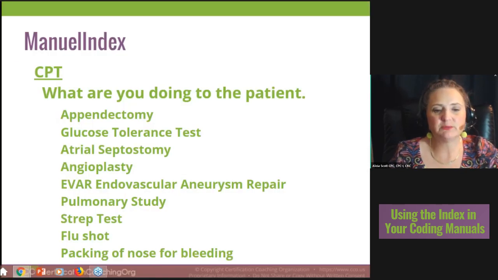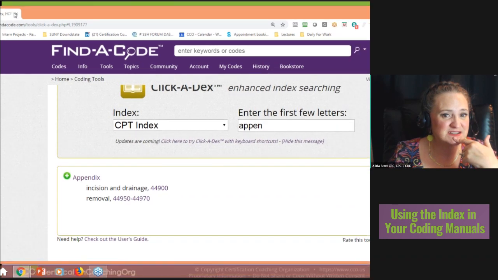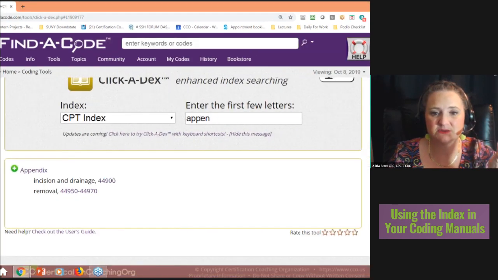Now, how are we going to look up a glucose tolerance test? And I tried to match some of these with the diagnoses. What is the key term? What are we doing to the patient? Are we doing a glucose? Are we doing a tolerance? Are we doing a test? We're doing a test, but it's not really a glue. How do we look up glucose tolerance test? Can we just put in test? Will they let us do that? Well, let's just see what comes up.